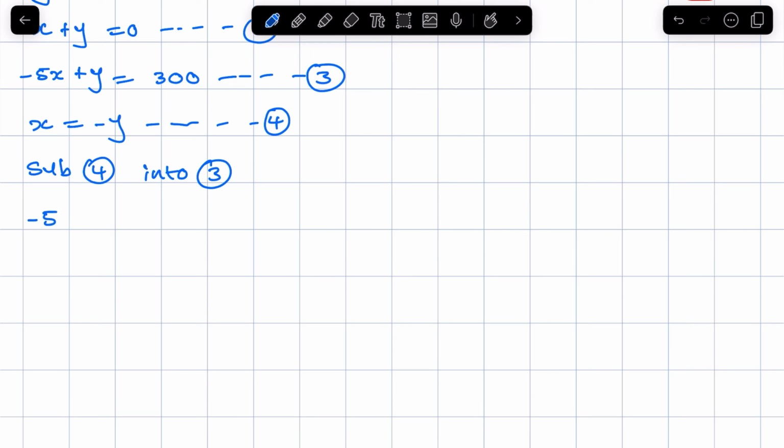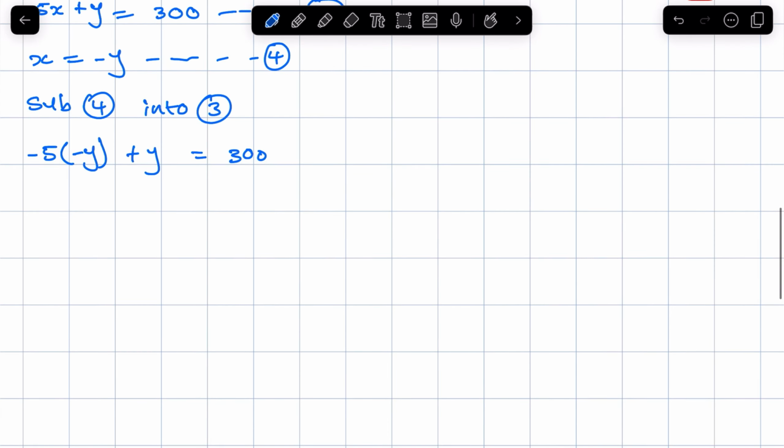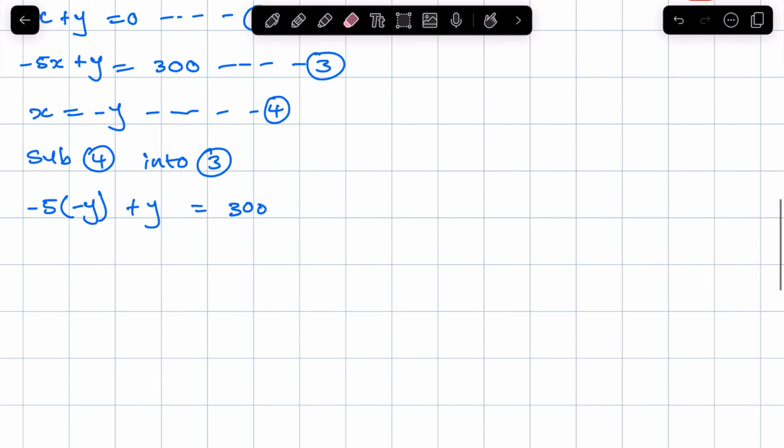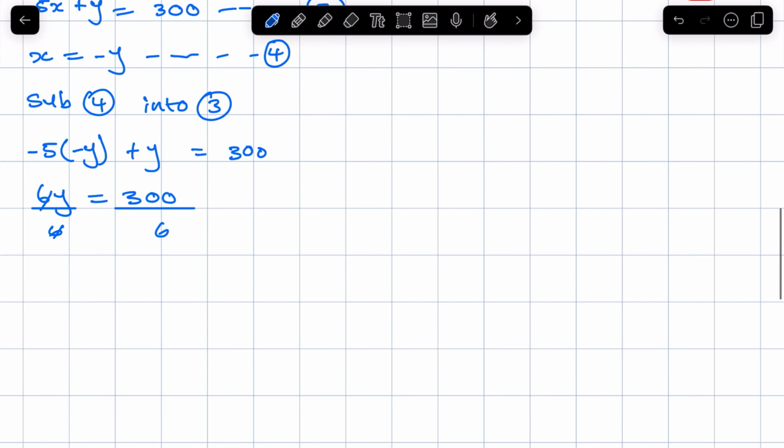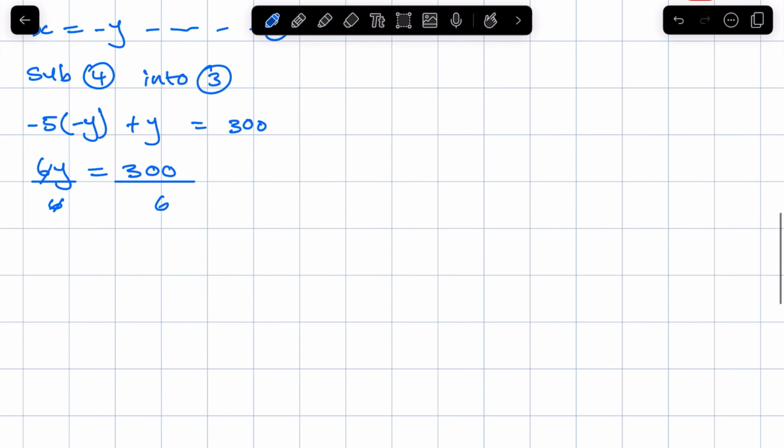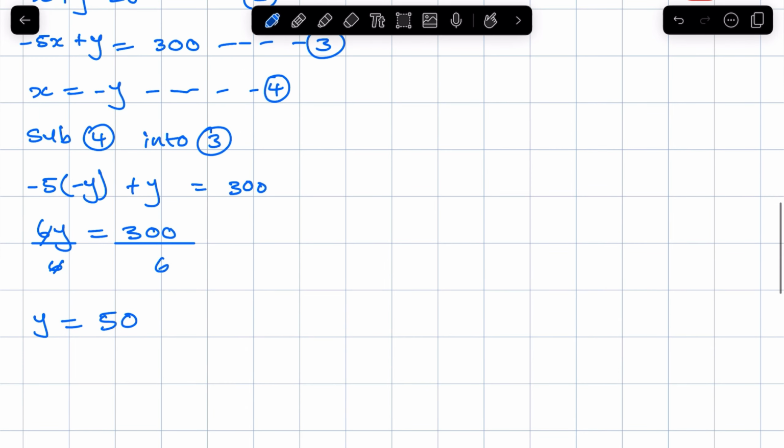So we have minus 5x, x is equal to what? Minus y, plus y is equal to 300. Now negative 5 times negative y is equal to what? Positive 5y, plus the y is going to give us 6y is equal to 300. Solving for y, you need to divide both sides by 6. Now if you punch that in your calculators, you're going to get y is equal to 50, right?